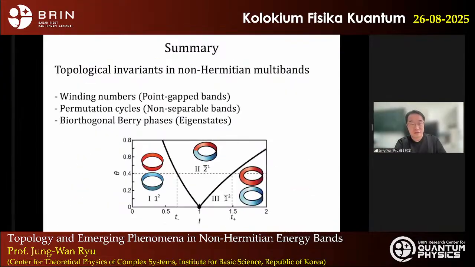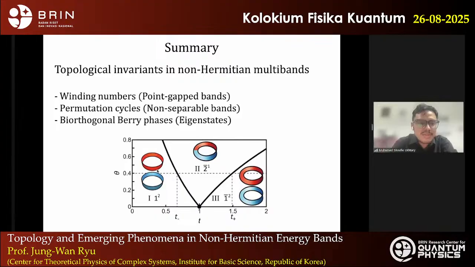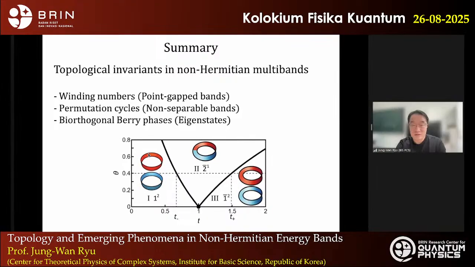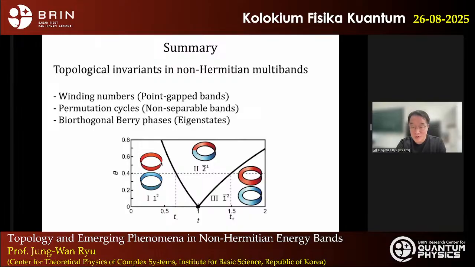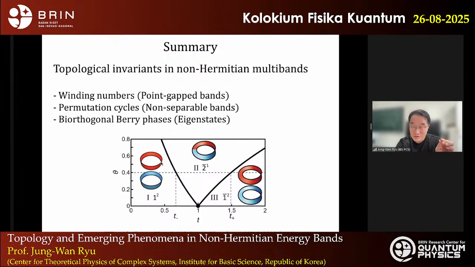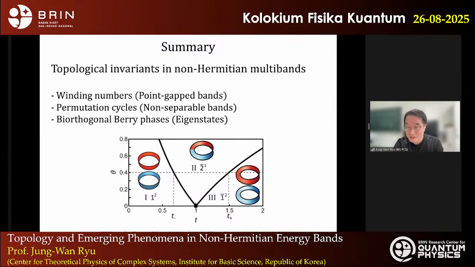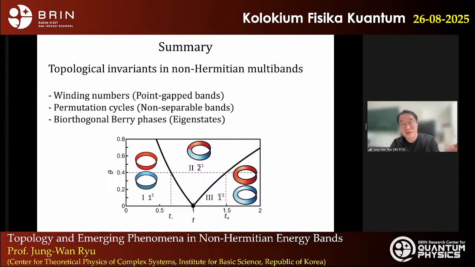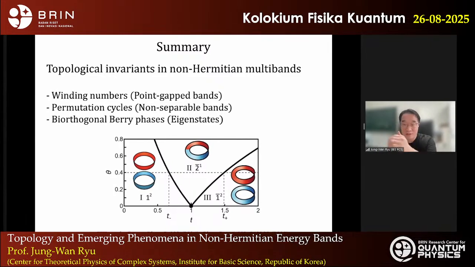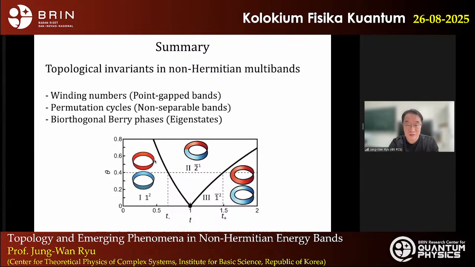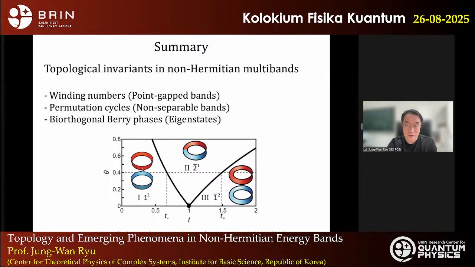In this work, can you see my arrow? Yes, we can see your pointer. In this case, the winding number is always one for the point gap. If we change our lattice model using more long-range hopping, we can obtain winding number 2 or 3. But here we want to study the simple case, the winding number equal to 1 always.